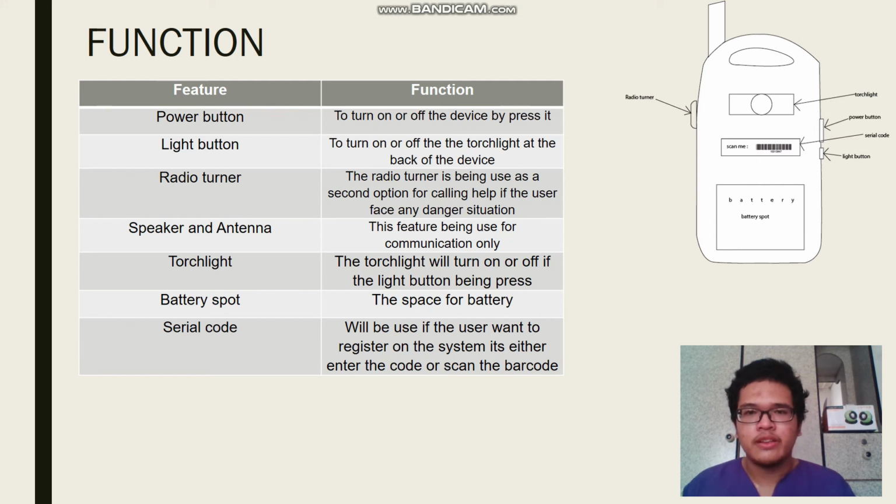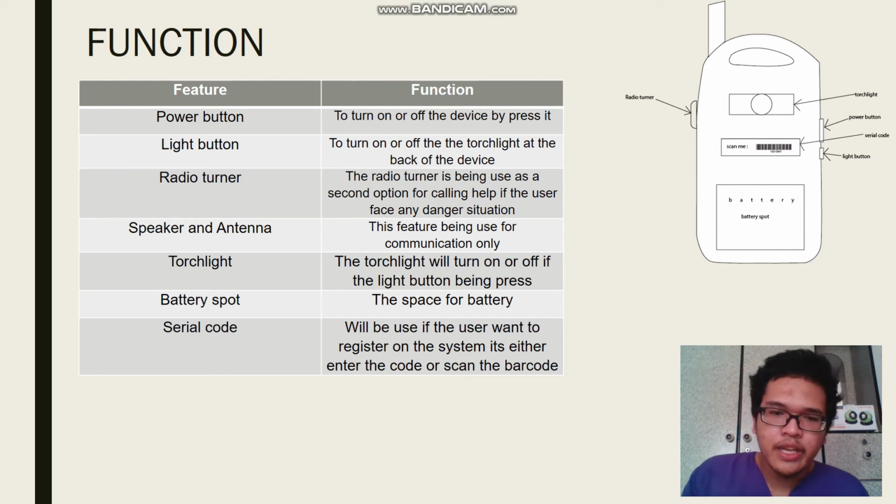On the back, the features are like previously: the power button and light button turn on the device by pressing it, or turn on the torchlight. The radio tuner is also the same as before. The speaker antenna is also the same as before. And the torchlight will turn on or off when the light button is pressed. The battery spot is the space for the battery. And the serial code will be used if the user wants to register their device on the system, either by entering the code on the serial code or by scanning the barcode.